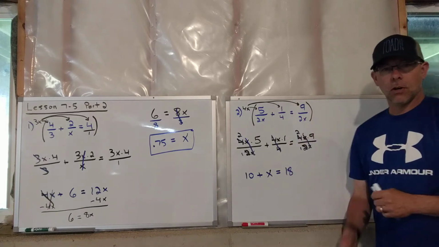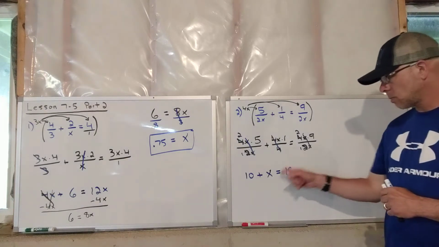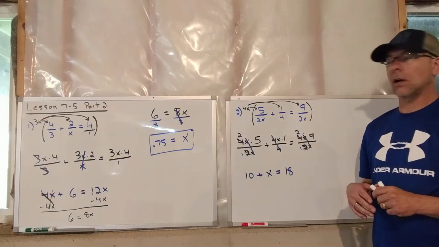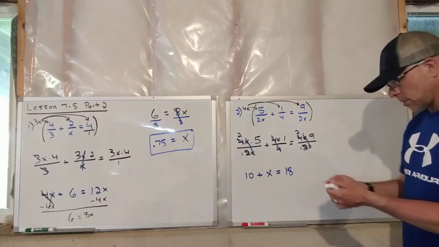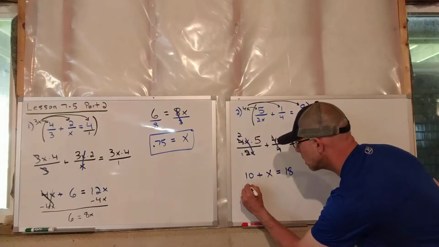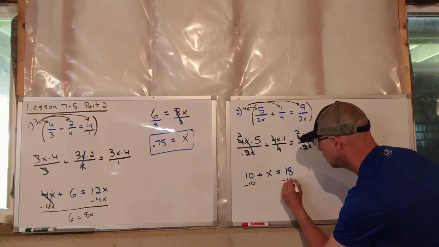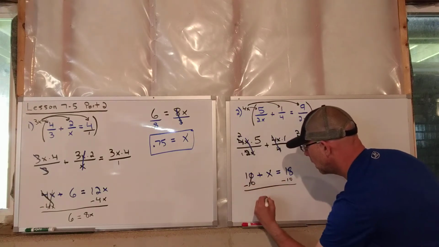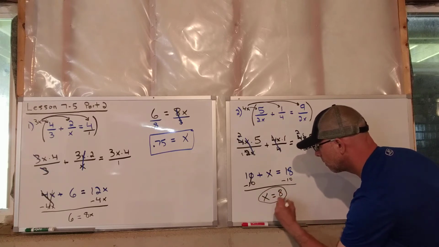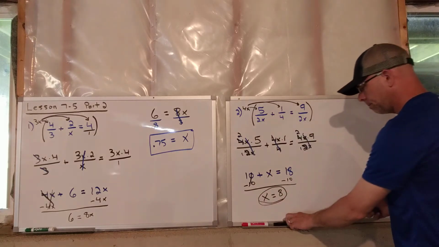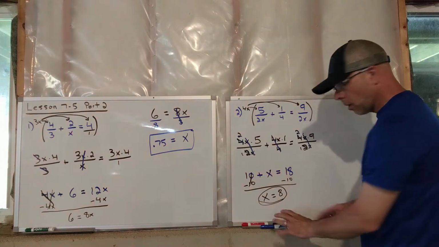Now, this is kind of a crazy situation because that's one of the nicest equations for us as an Algebra 2 group to be able to solve, because all I have to do here is subtract 10 from both sides. And I get x equals 18 minus 10, or 8.